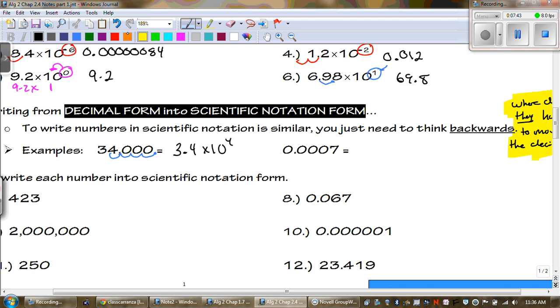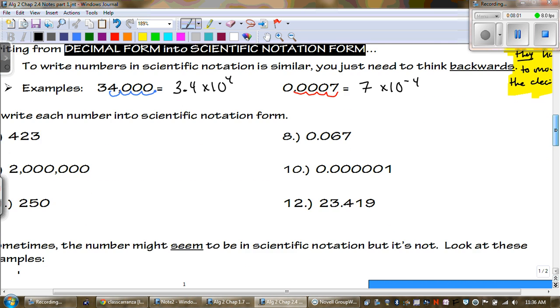If it's a really tiny number, it's going to have a negative exponent. So looking at our next example, I have to move it 1, 2, 3, 4 numbers to the right. But when they do it, they have to move it 4 numbers to the left. And that's where the negative 4 comes from.